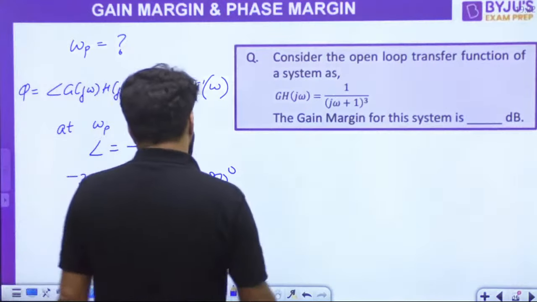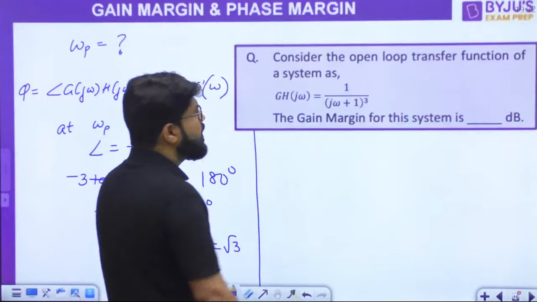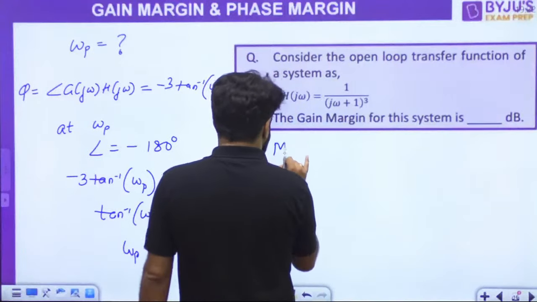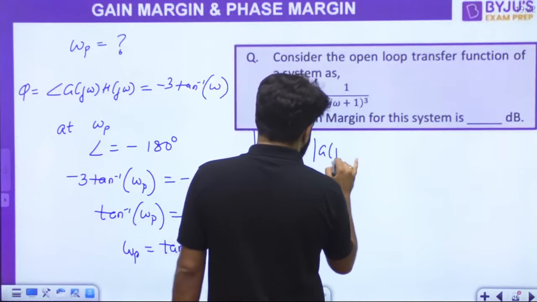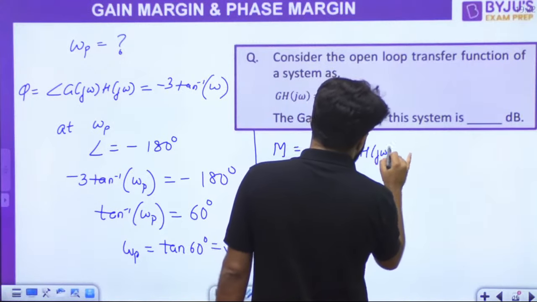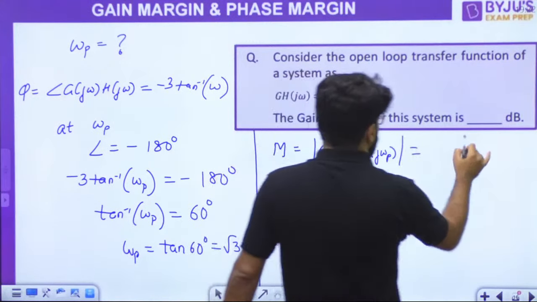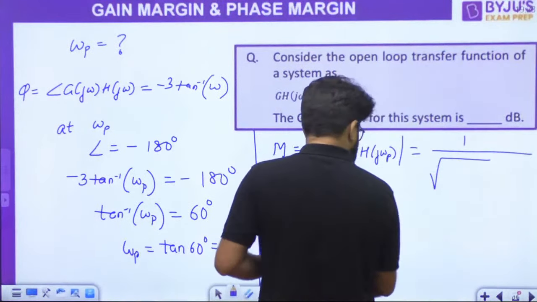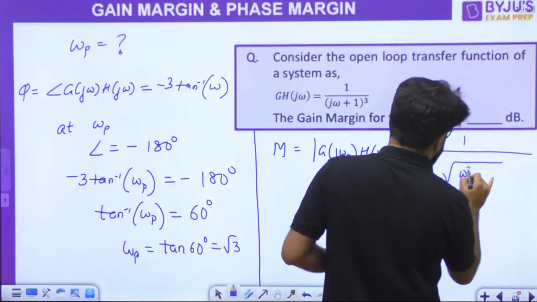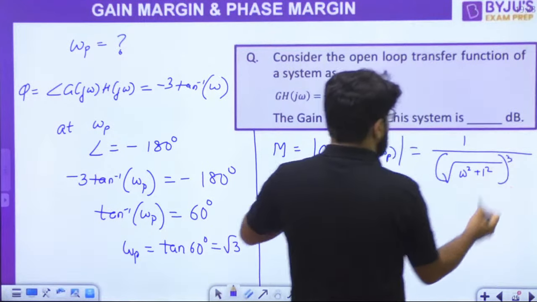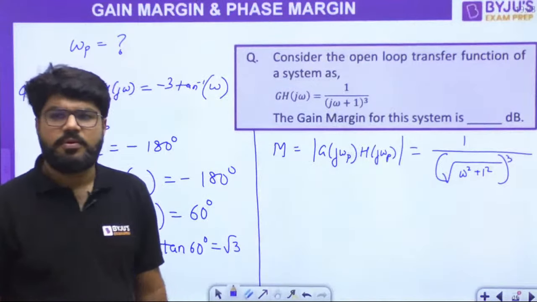Omega p is equal to root 3. Now, what is the magnitude at omega p? The magnitude at omega p is mod G(j omega p) H(j omega p). How much will it be? The magnitude of 1 upon (x plus jy) is 1 upon root over x square plus y square, but then it is coming 3 times, a cubic term, so the magnitude is also becoming the cube, right?